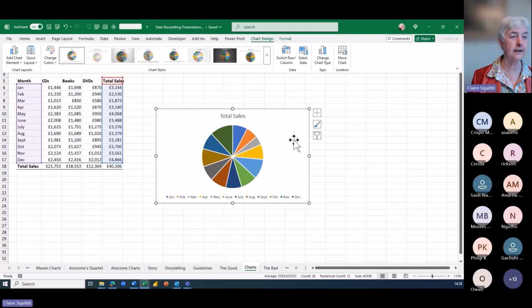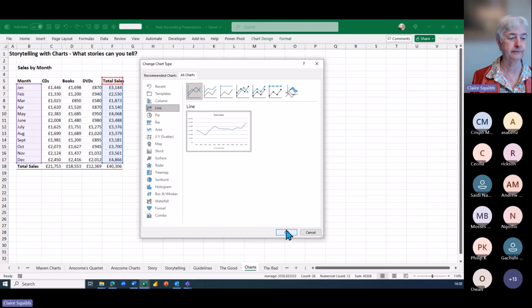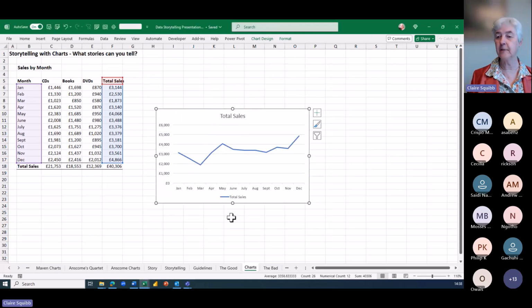So chart design, change chart type, and make it a line chart. Now that is actually a much better chart. So you can see, for instance, that we got reasonably good sales in January, but they're falling in February and March. So perhaps people have got some Christmas money. They got some money for Christmas. They've gone shopping in January at the sales.